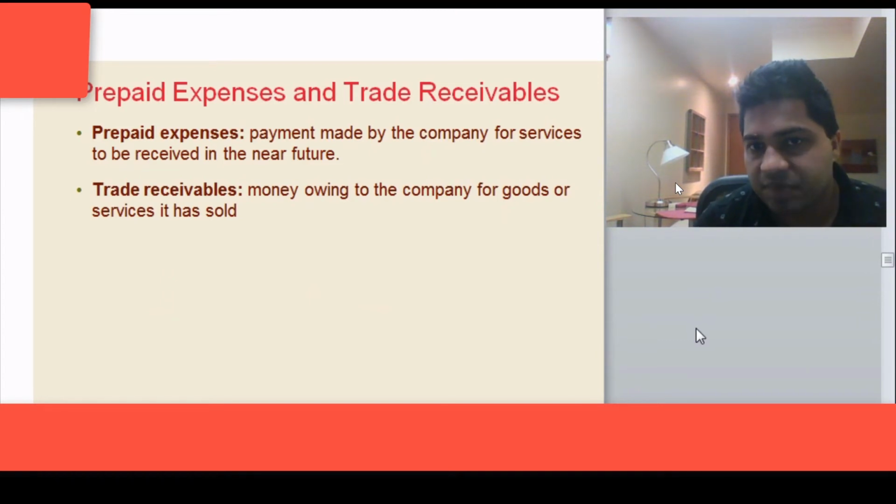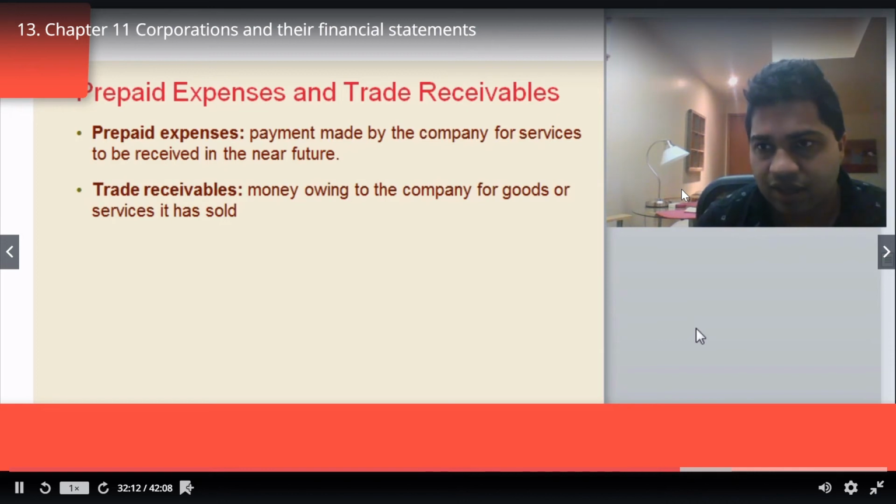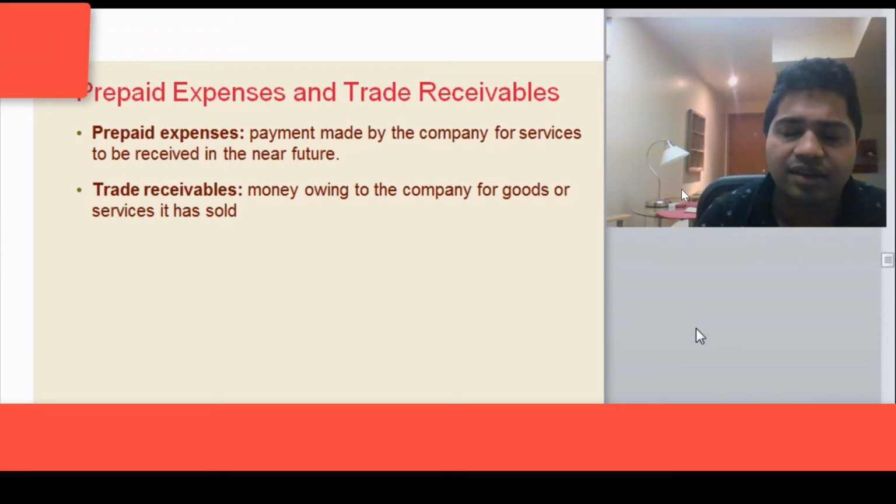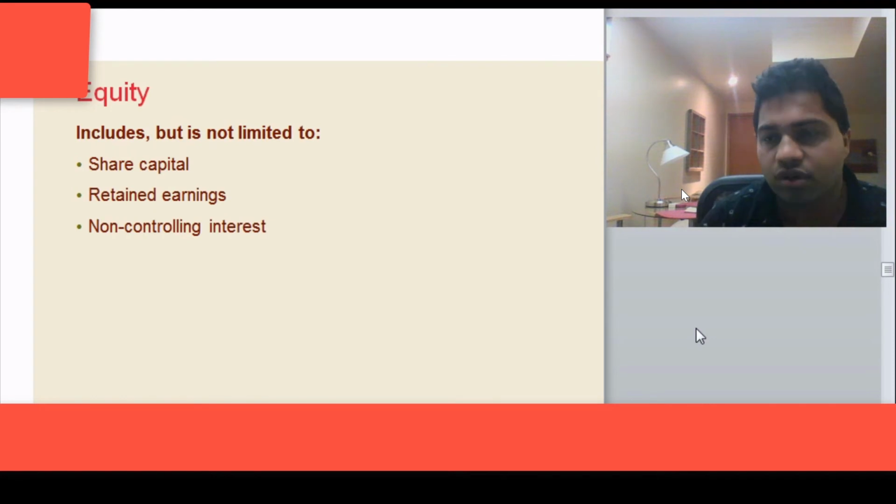Next is prepaid expenses. These are payments made by the company for services to be received in future. For example, paying the rent in advance is a prepaid expense. You are paying rent right now for a future period, so you don't have to pay rent in future. Trade receivables: money the company is owed for goods and services it has sold. If you are selling on credit and the customer has to pay you back, then it becomes a trade receivable. So you are going to receive cash in future.